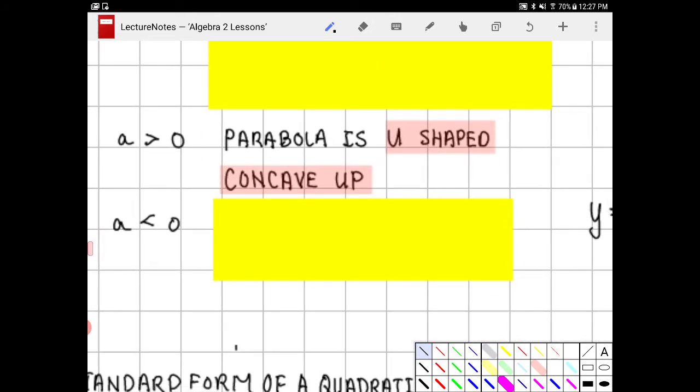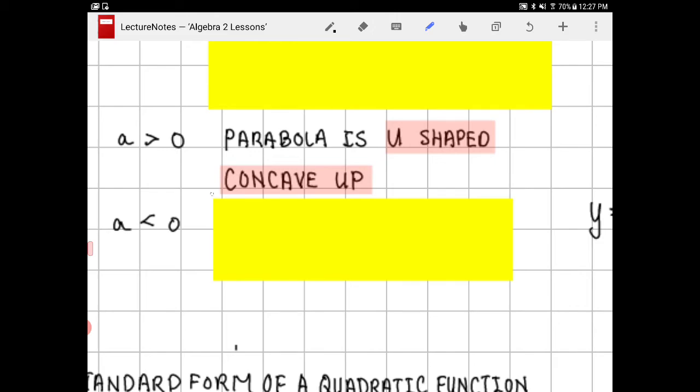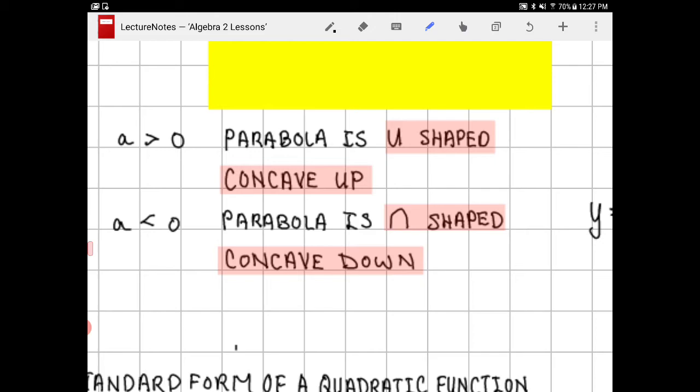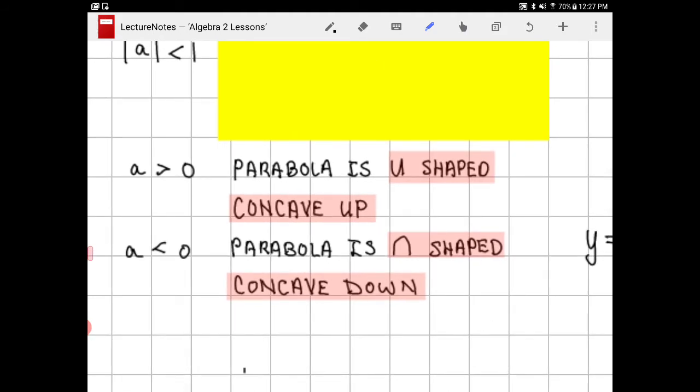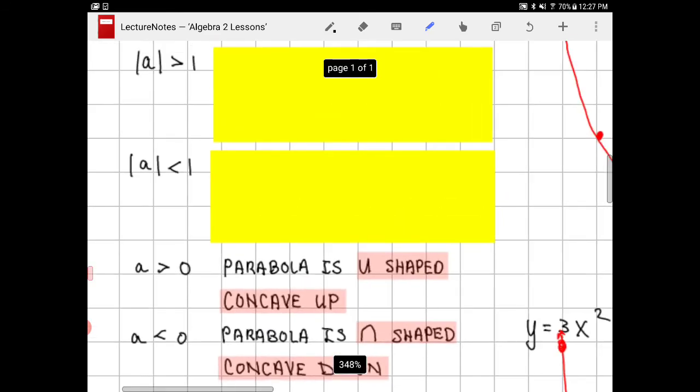And similarly, if a happens to be negative, then the parabola is like an N shape, and we refer to that as being concave down. So if a is greater than 0, then there's going to be a minimum, because it's U-shaped, there's going to be a lowest point on the parabola. If a is less than 0, the parabola is going to be N-shaped, which means we're going to have a max. All right, moving on.